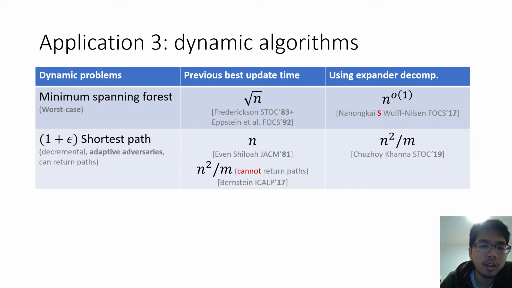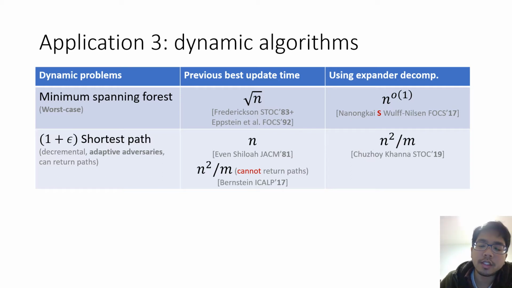Also, not only in a static setting. More recently, we used expander decomposition to get a speed up for one of the very well studied dynamic problems, which is minimum spanning tree. To maintain a minimum spanning tree when the graph changes over time. Okay. So the previous best update time was square root n for a long time. Then we used expander decomposition, and then we get a very fast speed up to n to the little o of 1.